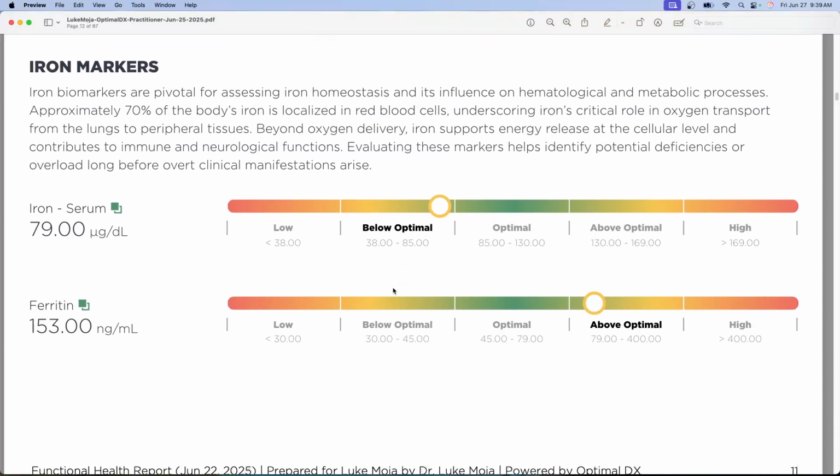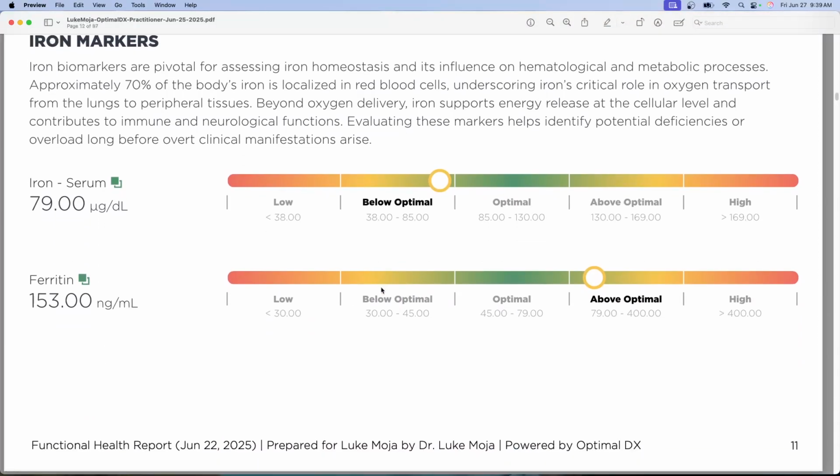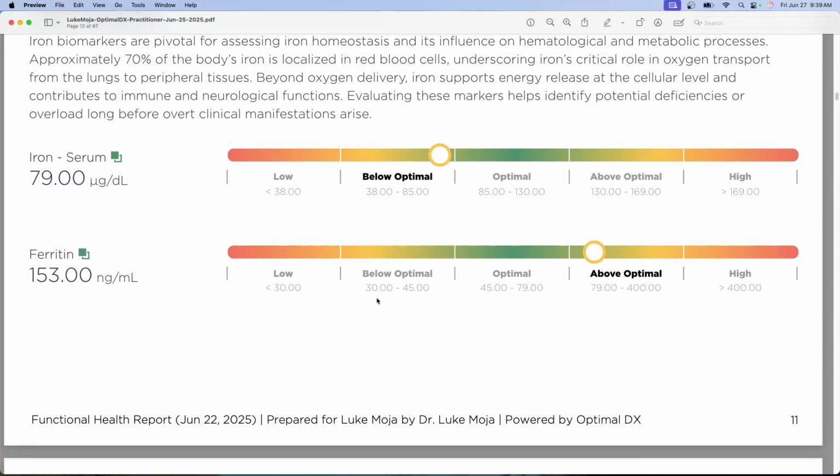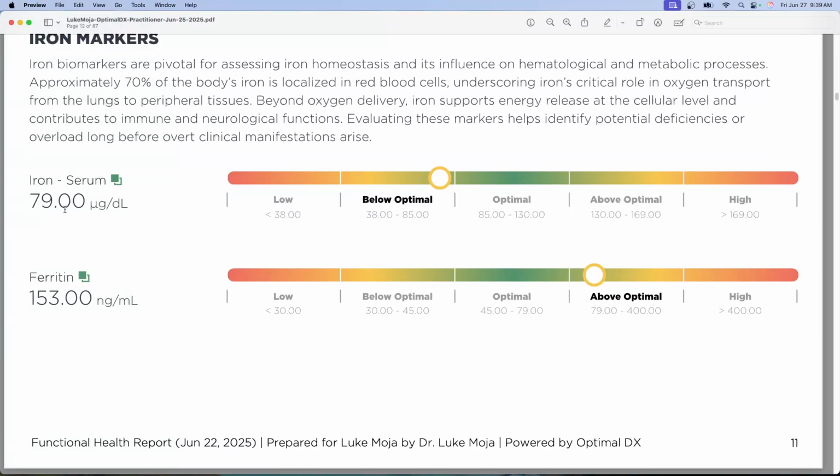So let's talk about iron markers here. So here's the iron markers. We have iron and ferritin, iron binding capacity here. So serum iron, this is just my iron level, a little below the optimal range, pretty close there, but maybe we'd like to see that a little bit higher, which is interesting because my ferritin, so this is the storage form of iron, this is how your body stores iron, that ferritin's actually above optimal, which ferritin is typically a good look at storage iron, but it can also go up in other situations too.